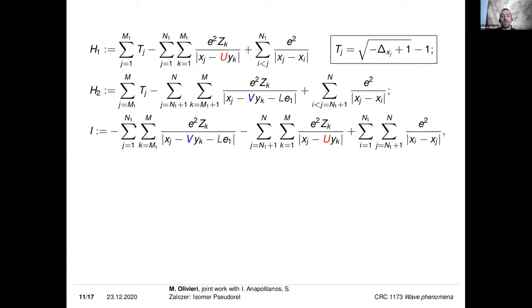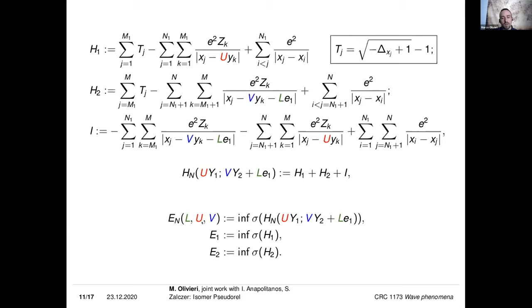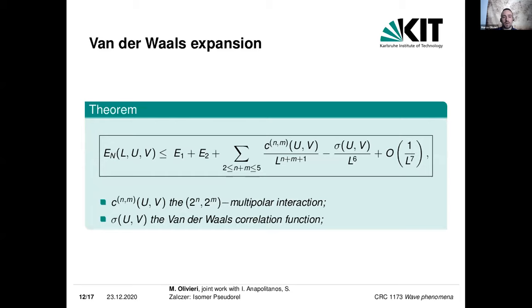The same for the free Hamiltonian for the second molecule, and this is the intermolecular Coulomb interaction. Let's call HN the sum of these three operators, that is the full Hamiltonian, and call EN the total ground state energy for the whole system, E1 the free energy for the first molecule, and E2 the free energy for the second molecule. Well, we can prove a van der Waals expansion for this system of two molecules, where this is an upper bound obtained by finding a suitable trial function.